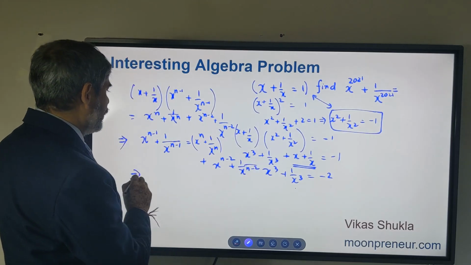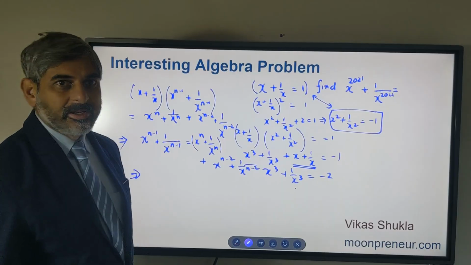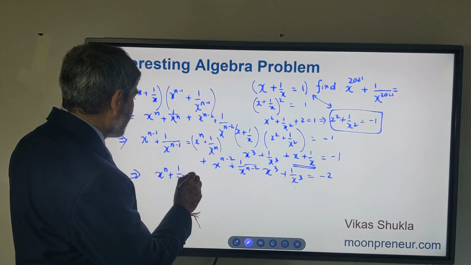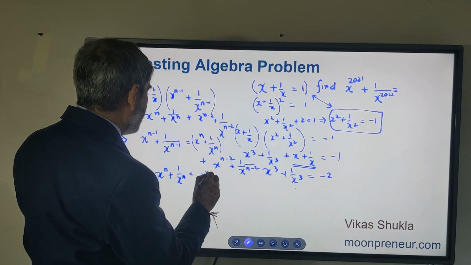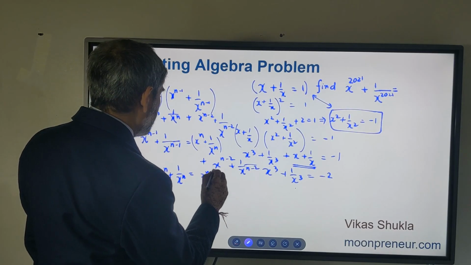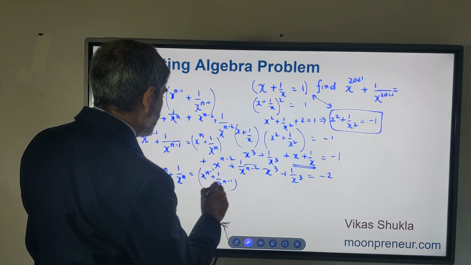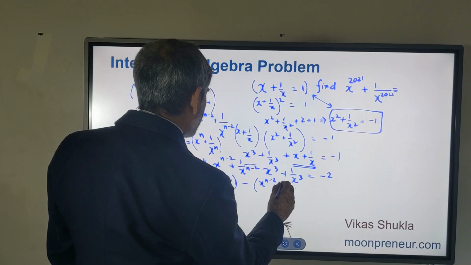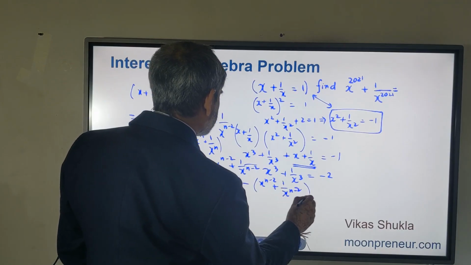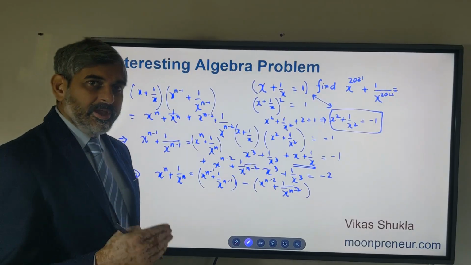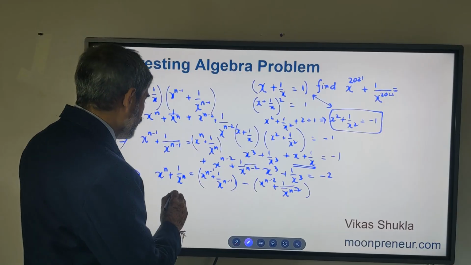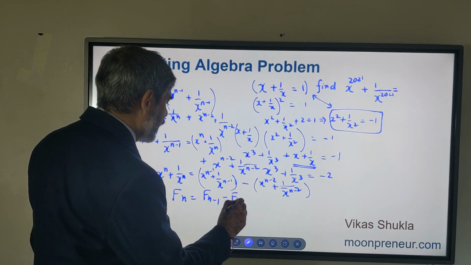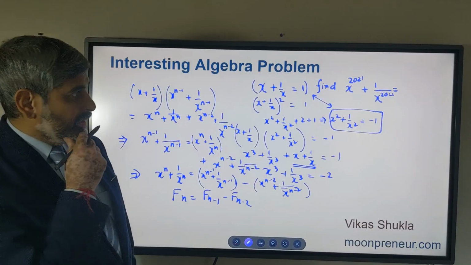And that means that I can express x^n + 1/x^n as x^(n-1) + 1/x^(n-1) minus x^(n-2) + 1/x^(n-2). So this is a recursive function where we can say that f_n is equal to f_(n-1) minus f_(n-2), and it keeps going on.